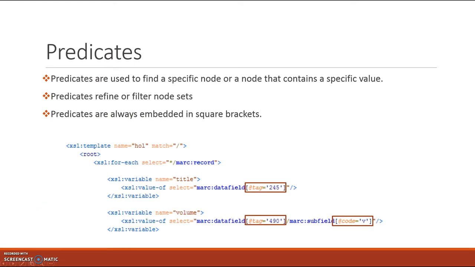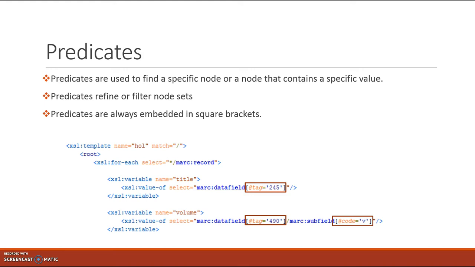Anyway, here we have a little bit of XSLT that uses XPath to select the value of some elements and attributes in a MARC record. In the first example, we see that the MARC data field 245 is being selected. In this case, we are selecting all 245 elements and any other subfields that go along with that.